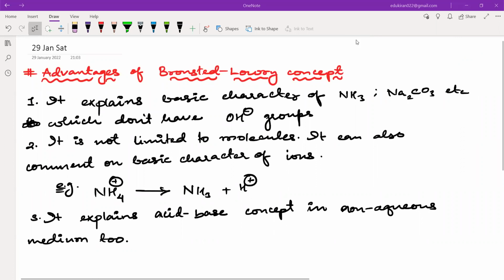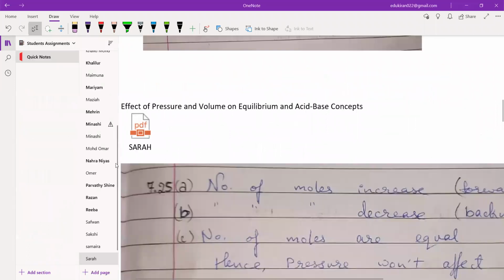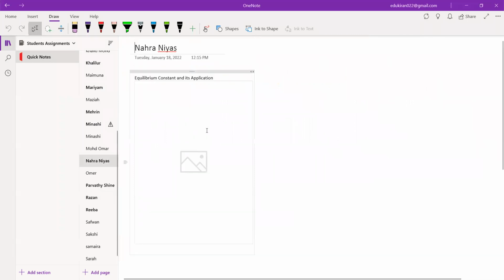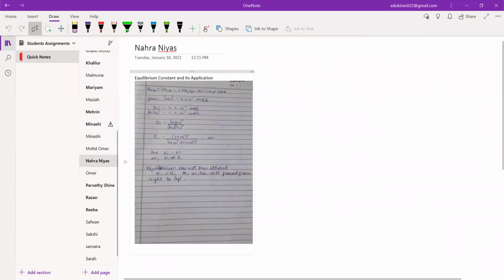So, did you do any questions? Yes or no? Any doubt? No doubt. Okay. That means you have sent the assignment if you have no doubt. Okay. You have sent an assignment. Equilibrium constant and its application. This is previous, I think. Okay, fine.